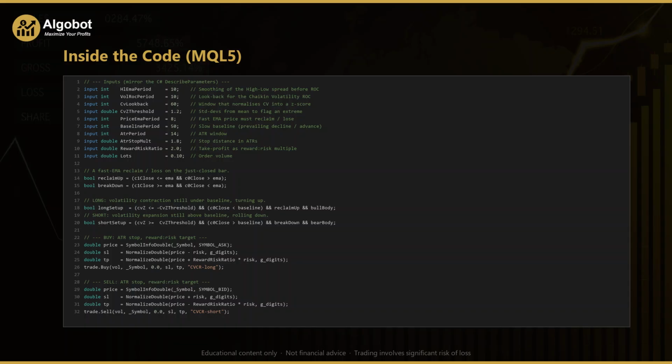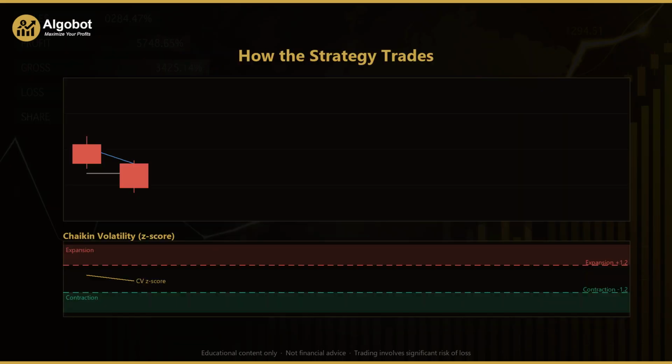Finally, the orders. On a buy, the code reads the ask, places the stop-loss 1 risk distance below, sets the take profit at reward-risk ratio times that risk above, and calls trade.buy. On a sell, it reads the bid, puts the stop 1 risk distance above, the target the same multiple below, and calls trade.sell. Same risk framework, mirrored direction. That's the whole engine. Let's walk this illustration candle by candle, taking a long trade first and then a short.